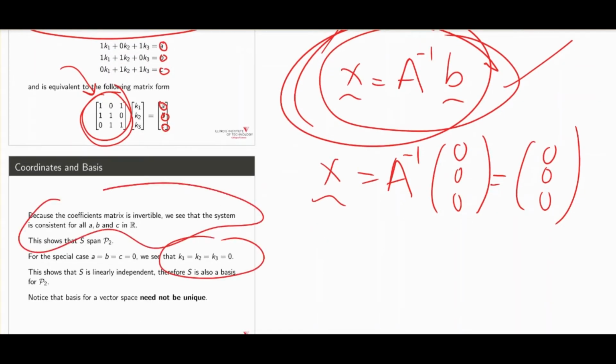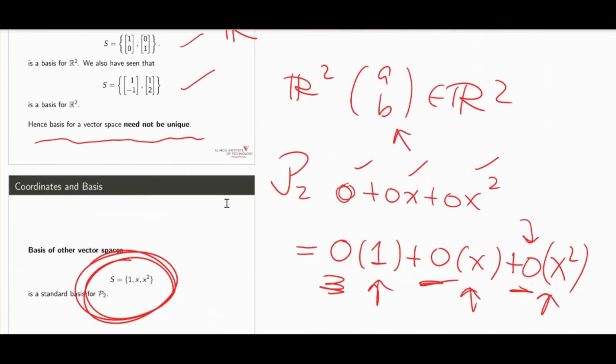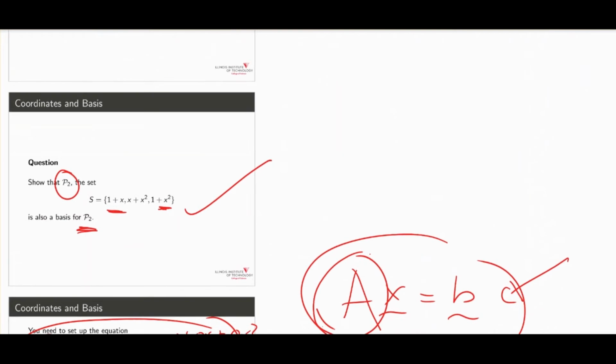So the span part is an alternative method to show that the three vectors span P2, and therefore you can also see that independence follows pretty easily. So now we have another collection of vectors that forms a basis for P2. P2 has this as a basis, and P2 can also have this as a basis. So again, we have seen that a basis need not be unique.